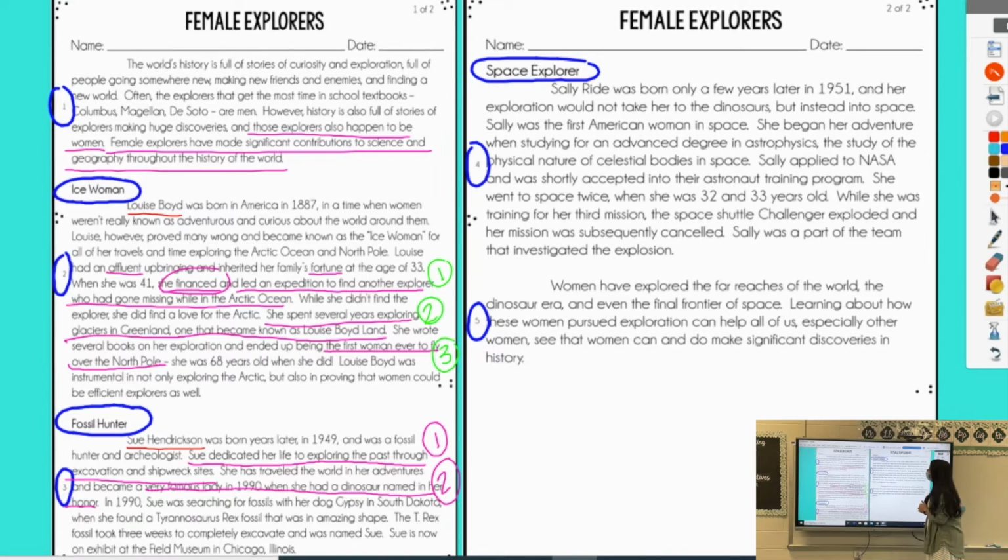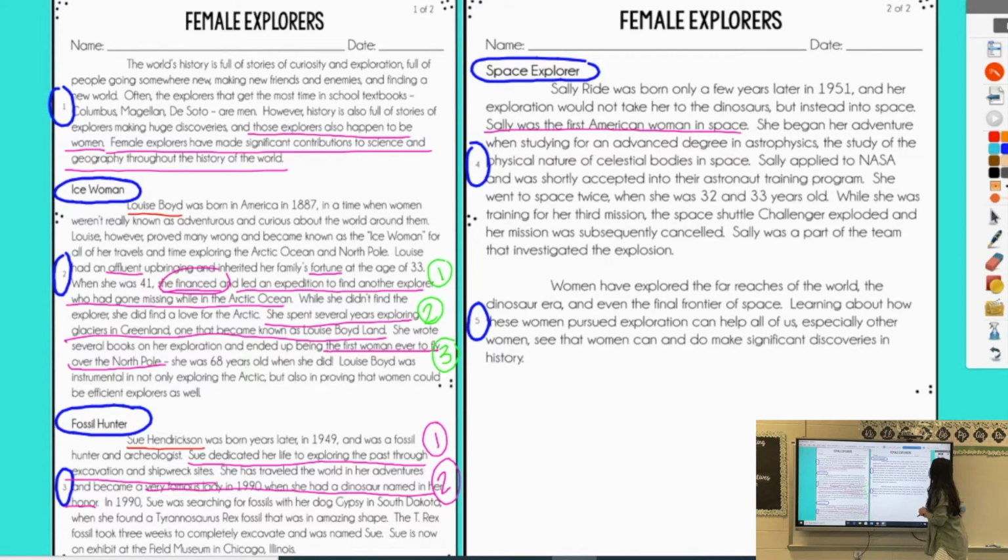Now let's read about an important female space explorer. Sally Ride was born only a few years later in 1951, and her exploration would not take her to the dinosaurs, but instead into space. Sally was the first American woman in space. What do y'all think? Is that a key detail?